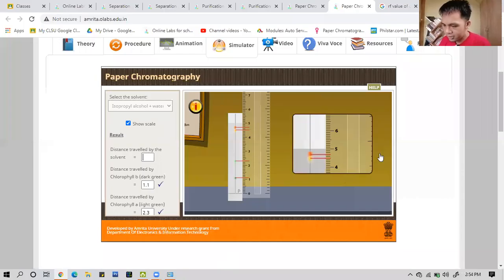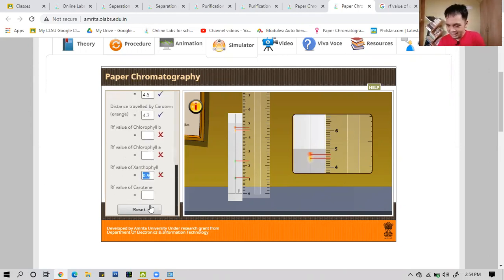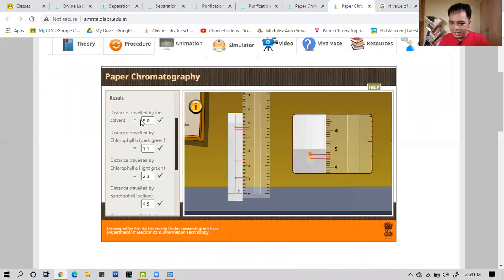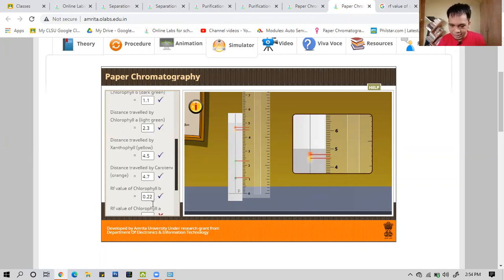Okay guys, na-identify ko na error ko. Hindi ko pa pala nalalagyan ng distance traveled by the solvent. So, ayan, okay, ano ba ang formula ng ating RF value? Distance traveled by the component from the original line over distance traveled by the solvent from the original line. So, our divisor will be the 5.0. Okay, 5.0. And then all over yung ating 1.1 dito, ating chlorophyll B, that is 0.22. 0.22 yung in-enter ko kanina, so that will be checked.